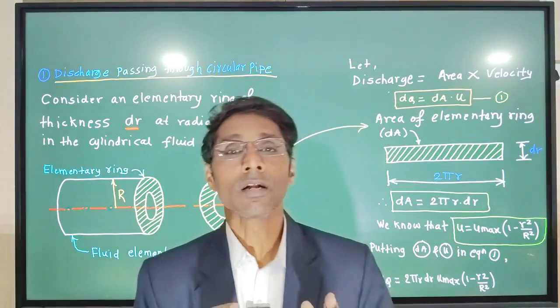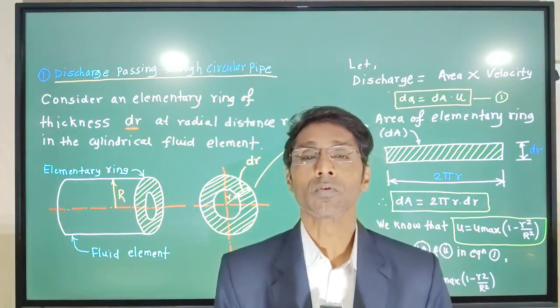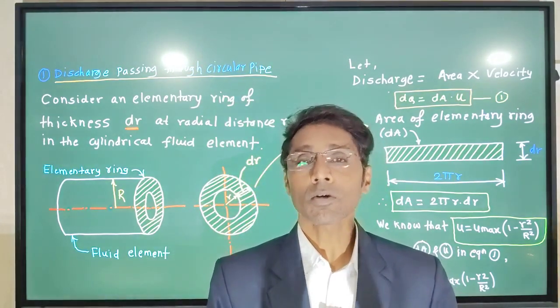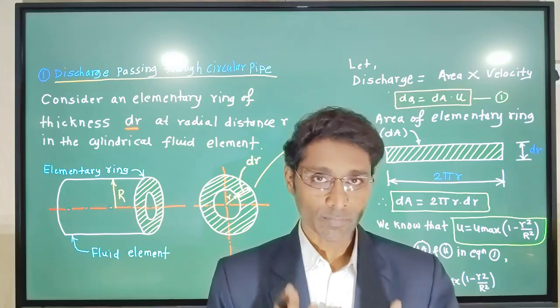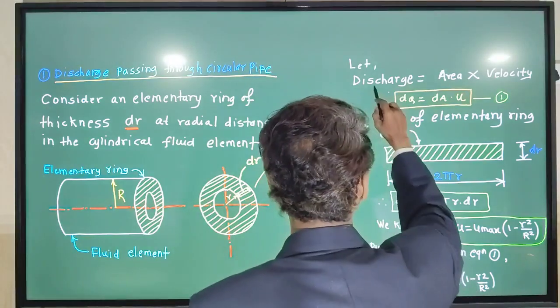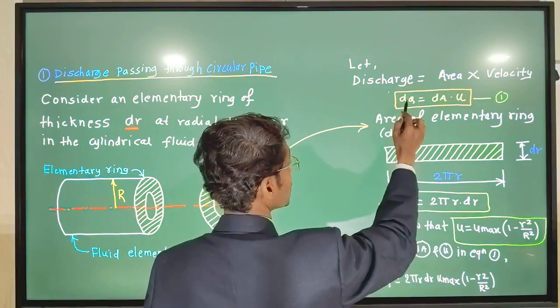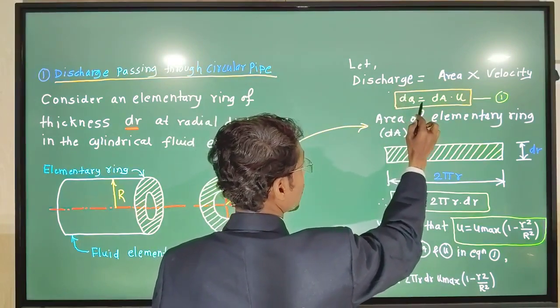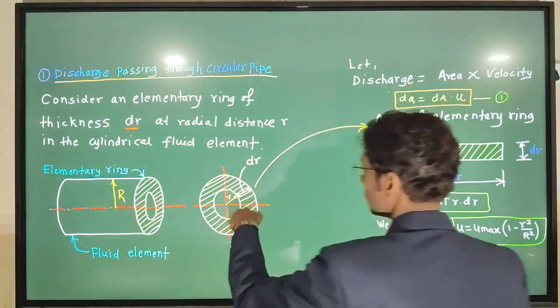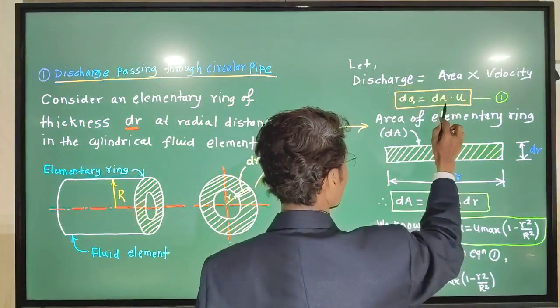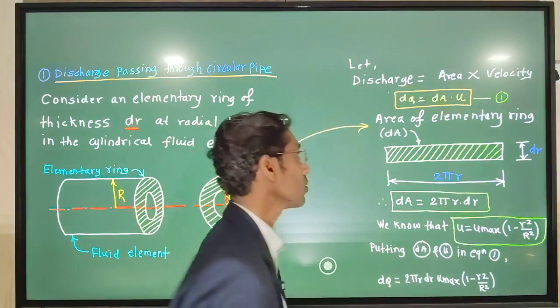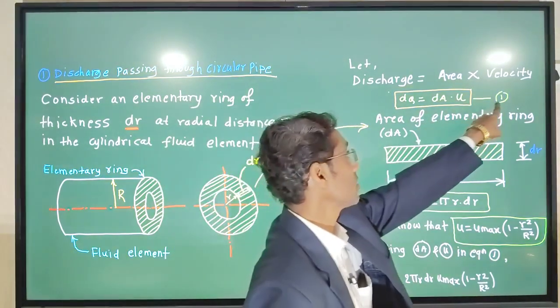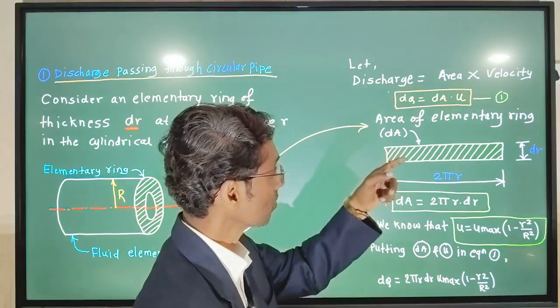Now we know that for an incompressible fluid, discharge is the product of area and velocity. So for the small discharge we can write the equation dq is equal to small area, this shaded area, dA, into u, that is the local velocity. Say this is equation number 1.